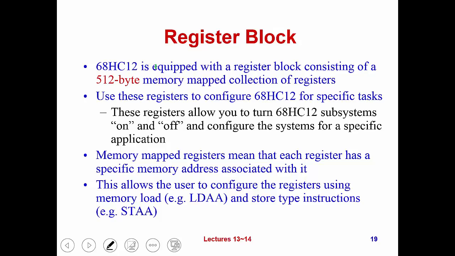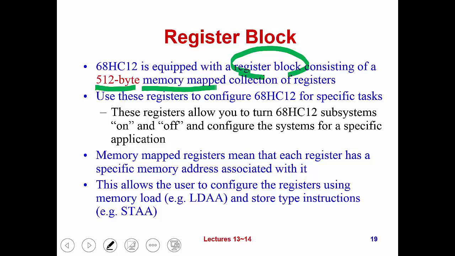We have a large number of this type of external register. How many do we have? We have a large block consisting of 512 bytes, half a K. Out of the 65,536 memory locations of the 68HC12, about half a K of them are considered to be registers. They're memory mapped. Why are they memory mapped? Because each register has its own address. So we have a large collection of those registers.